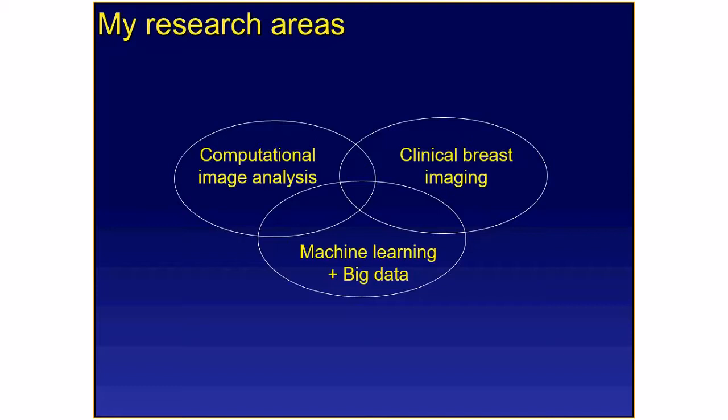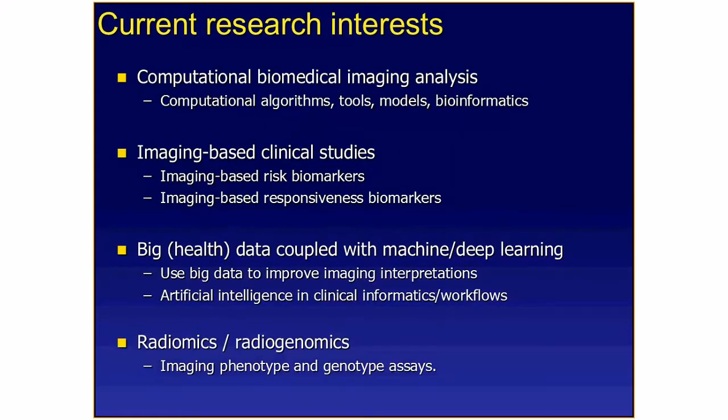So first, what we do. I'll try to give you a general sense of what we're doing here. Our group is trying to interface in three different areas. We do computational imaging analysis, clinical breast imaging, which is very close to the clinical workflow, and also machine learning and big data analysis. Those are some of the more specific areas we're working on. For example, we need to do quantitative analysis. We need to develop a lot of algorithms, computer-based tools, and models, and we also do a lot of imaging-based clinical studies. We collect real-world, clinically routine acquired images and do a lot of analysis, for example, imaging-based biomarkers and response biomarkers. And we're also using machine learning-based methods to interpret big imaging data, along with radiomics and radiogenomics.